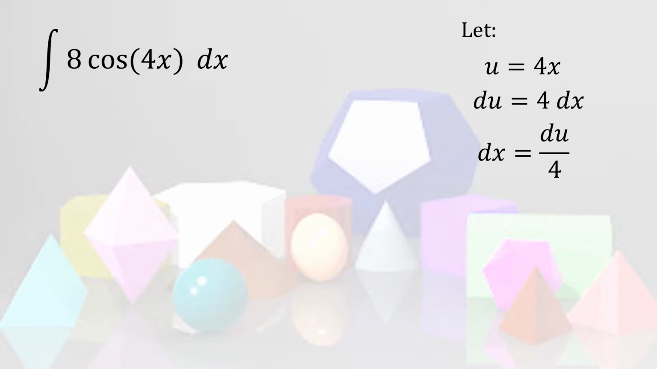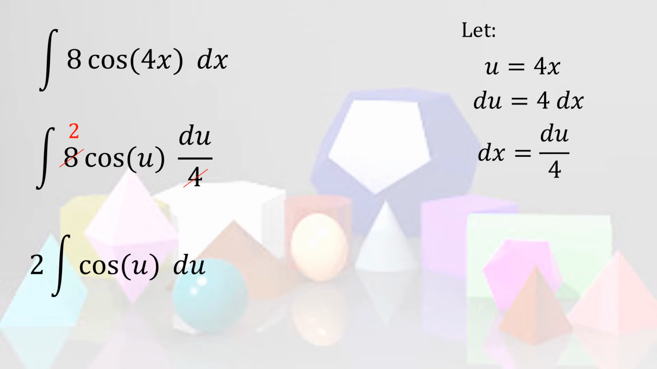Now let us substitute the values. So we get the antiderivative or the integral of 8 cosine u du over 4. We can cancel 8 and 4. 4 will become 1 and 8 will become 2. Then we are going to write 2 outside the integral symbol. So we have 2 times the antiderivative or the integral of cosine u du.